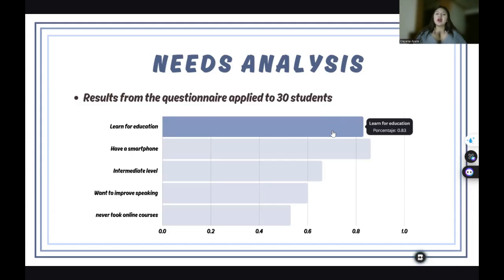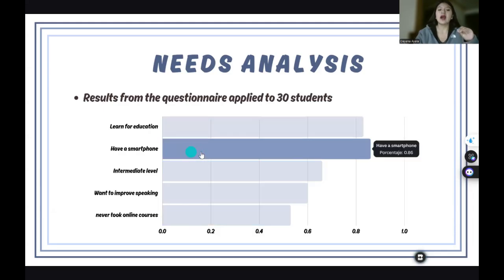In my case, I want to apply this curriculum in an online course, so I need to know if they have access to digital resources. So I asked this question: do you have a smartphone? And as you can see, 86% of students do. With this information, I know that I can apply some activities or give online classes, because most of the students have this necessary digital resource.